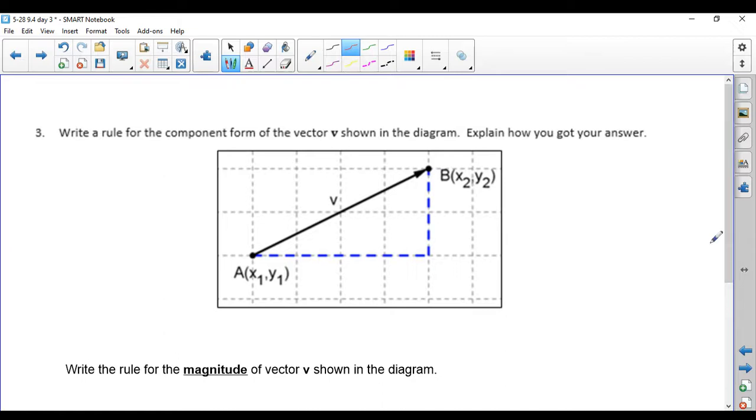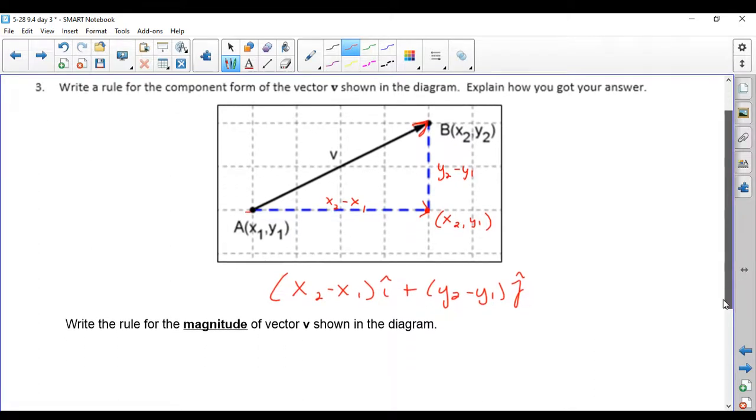One kind of generalization here: if you have a vector that goes from the point (x1, y1) to the point (x2, y2), and again, the arrow tells me which is the starting and which is the ending point, I can find the x component. Think about this point here, it has the coordinate (x2, y1). I can find the x component, how far it goes in the x direction, by taking x2 minus x1. I can find the y component by taking y2 minus y1. So this vector would be x2 minus x1 i hat plus y2 minus y1 j hat.